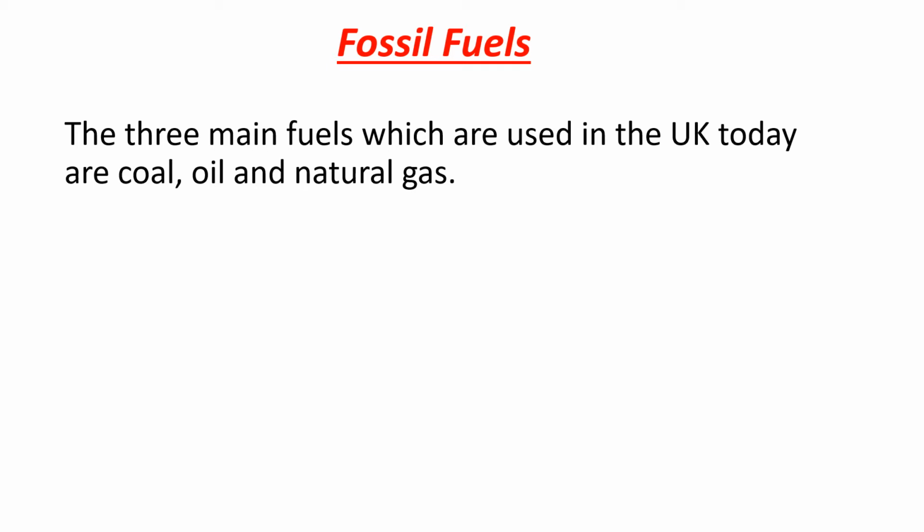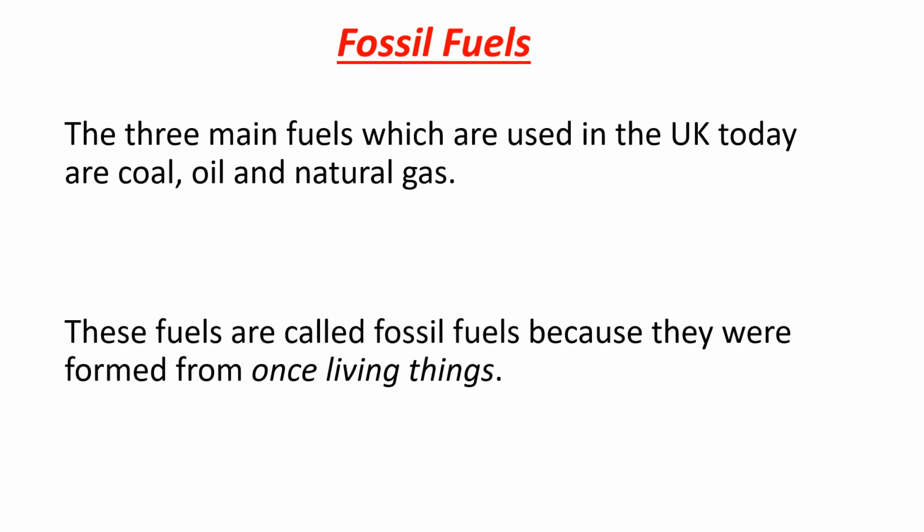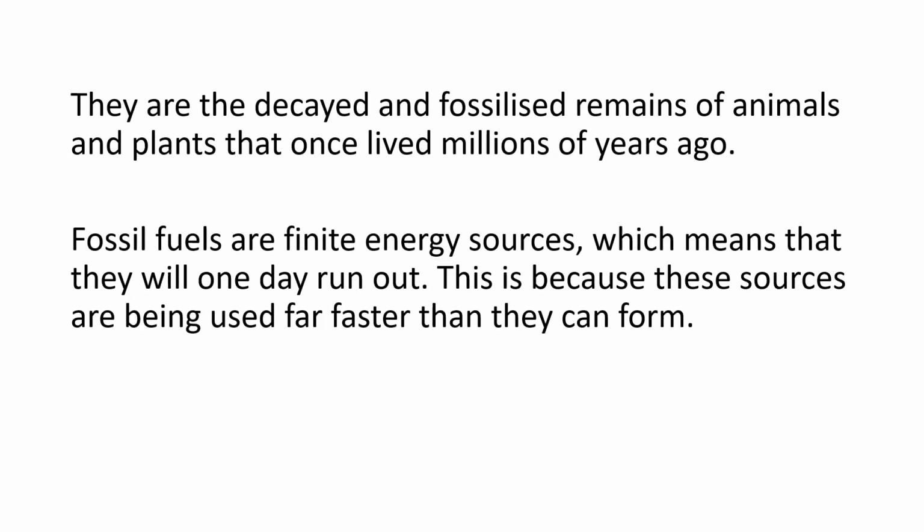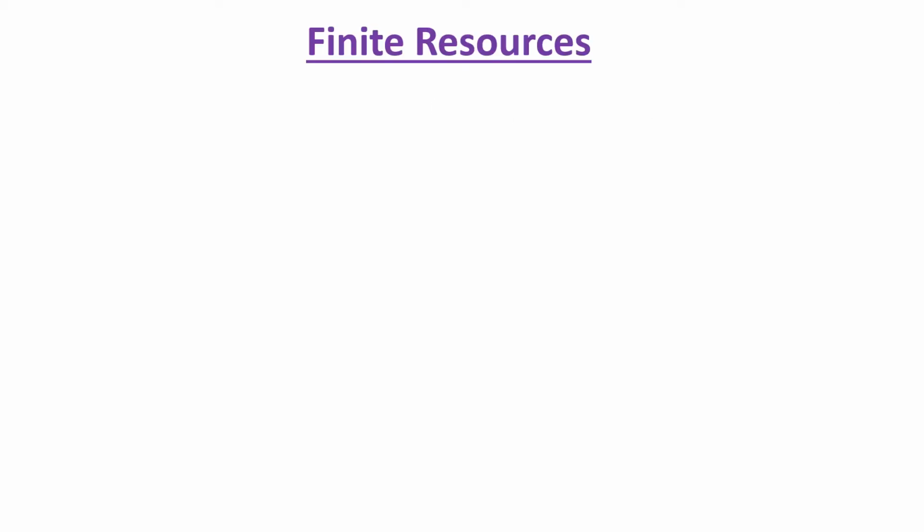The three main fuels that we use in the UK today are coal, oil and natural gas. These are all examples of fossil fuels, and they are so named because they are produced from the fossils of once living things. Fossil fuels are created over millions of years from the fossilised remains of dead animals and plants. This means that those fossil fuels are finite energy sources, so they will one day run out because we are using them far faster than they can form, than they can replenish themselves.